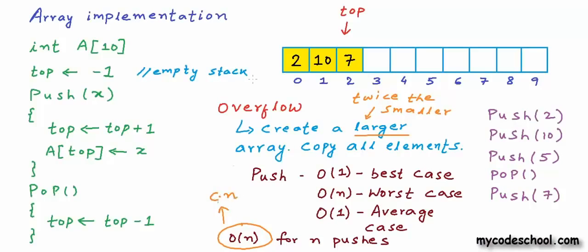In simple words, time taken will be proportional to n. If we are taking c into n time for n pushes, to find out average, we will divide by n. Average time taken for each push will be a constant, hence big O of 1 in average case. I will not go into all the mathematics of why it's big O of n for n pushes. To know about it, you can check the description of this video for some resources.